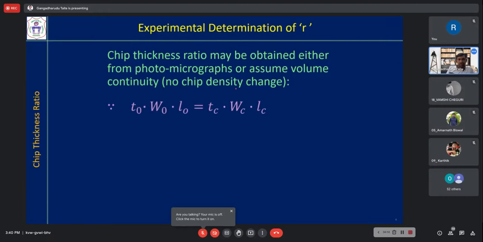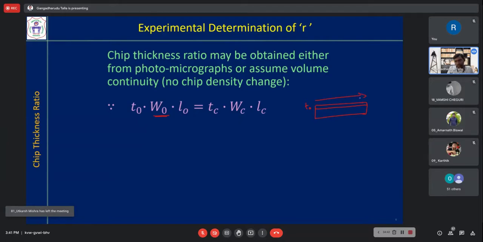Okay. So here, let us say you have taken one slab or one workpiece and you have removed this amount of material from this. Now you know the volume of this material that is removed from the workpiece. So its thickness is T0. You know its width, that is WO, and you know its length, that is LO.